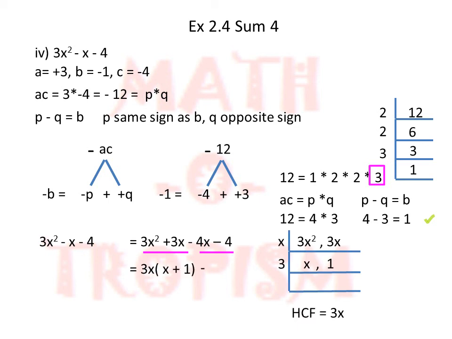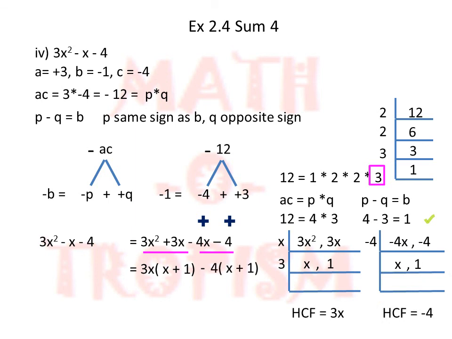Similarly, minus is outside. If a minus comes, I need to immediately write the opposite signs on top of the numbers. So 4x minus 4x now will have a plus sign, and similarly minus 4 also will have a plus sign. So if I take both have common 4, so I take the 4 also outside, so balance is x plus 1. So if you see bracket inside, all the terms are same, that is x plus 1. So if I take the common outside x plus 1, the balance remaining in the first term is 3x and in the second term is minus 4. So it comes to 3x square minus x minus 4 is equal to x plus 1 into 3x minus 4.